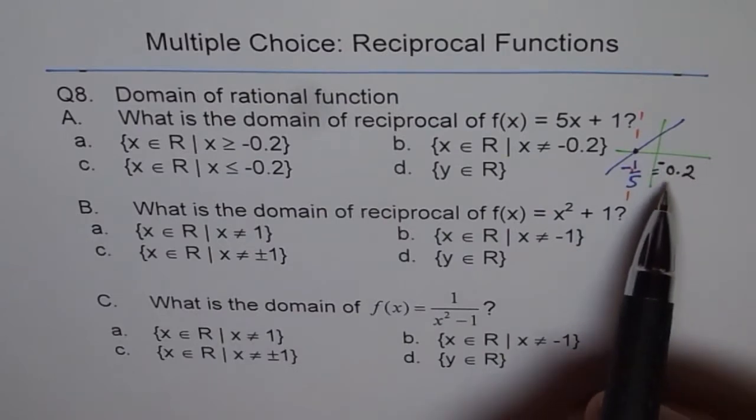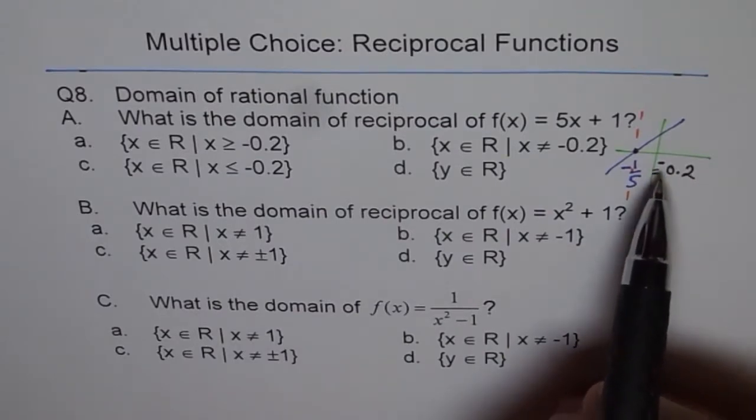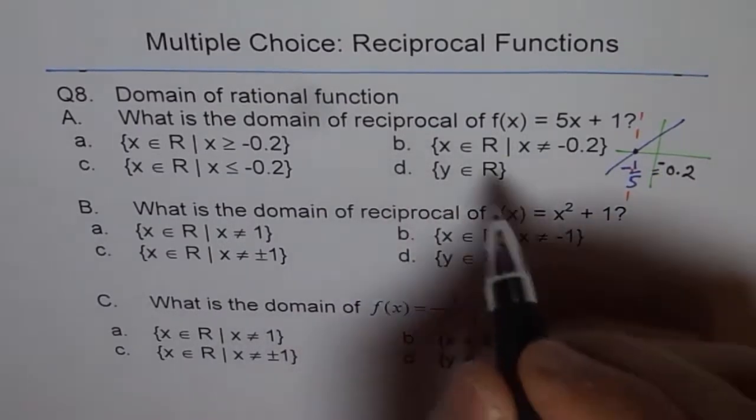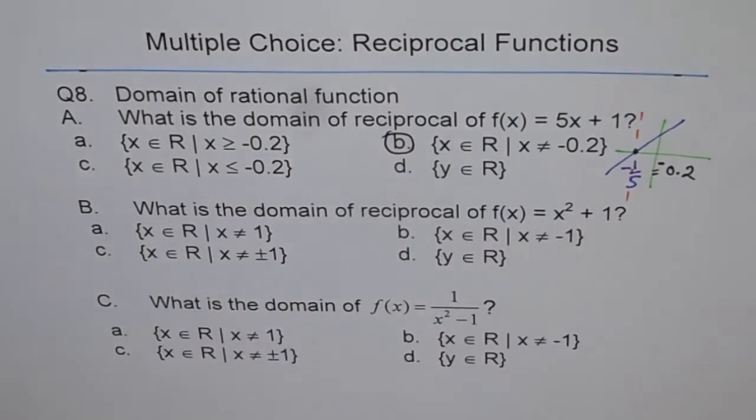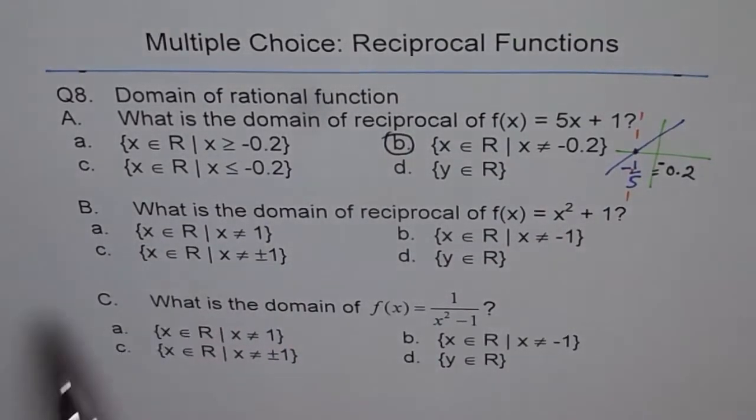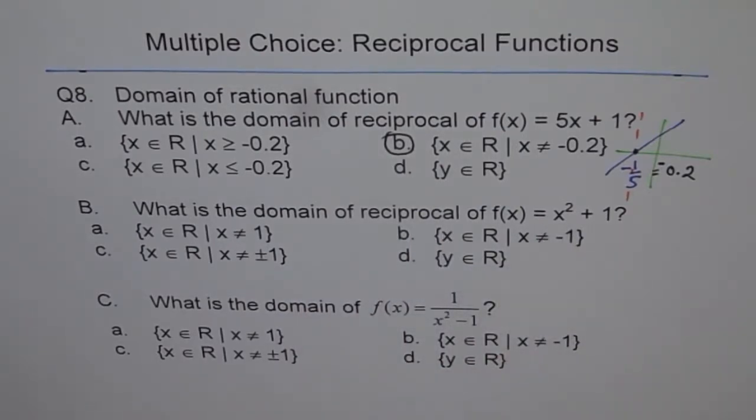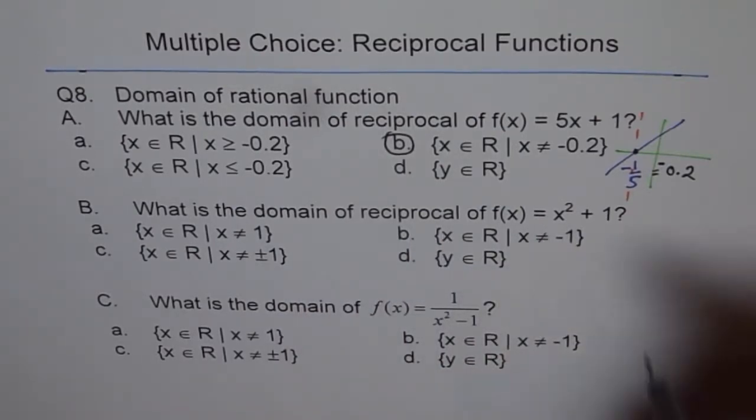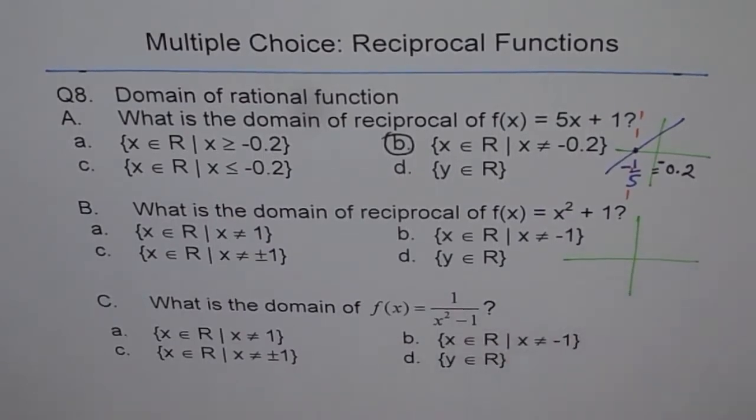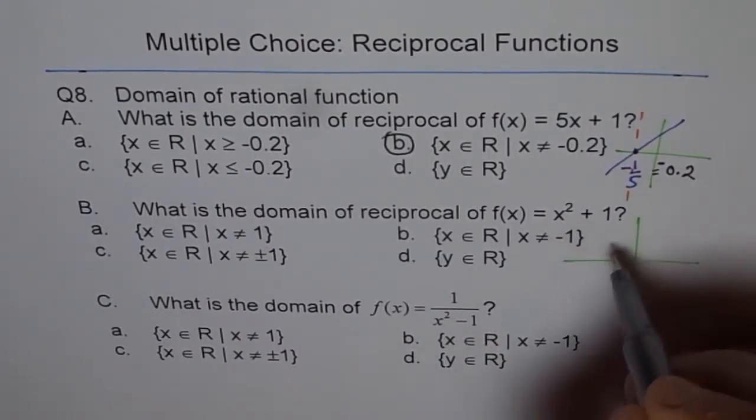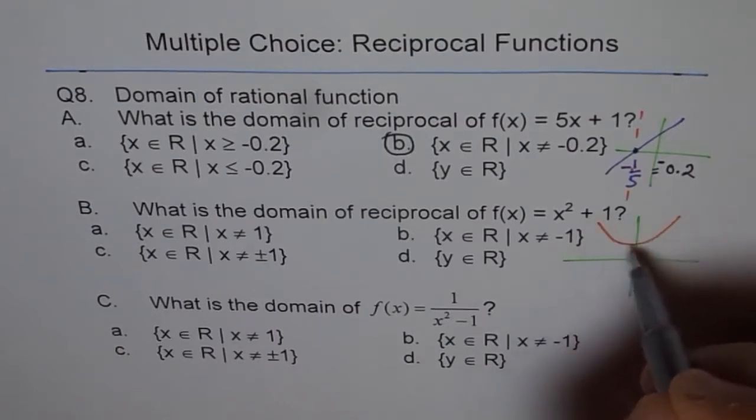So, all real numbers except minus 0.2. That is our answer, B, correct? So that's our answer. Let's look into this. What is the domain of the reciprocal of x squared plus 1? Now, x squared plus 1, let me sketch it and we'll figure out whether it has any x-intercepts. X squared plus 1 is like this.